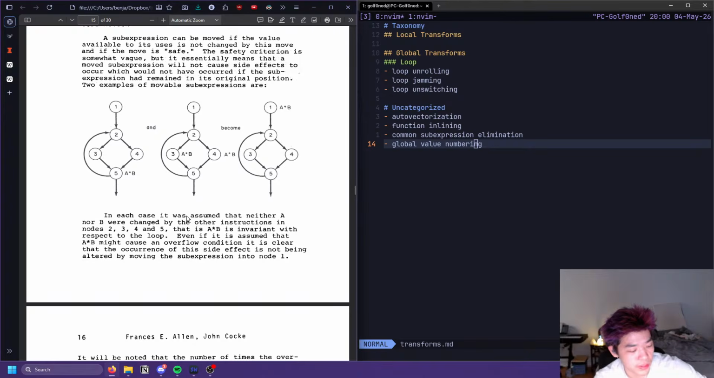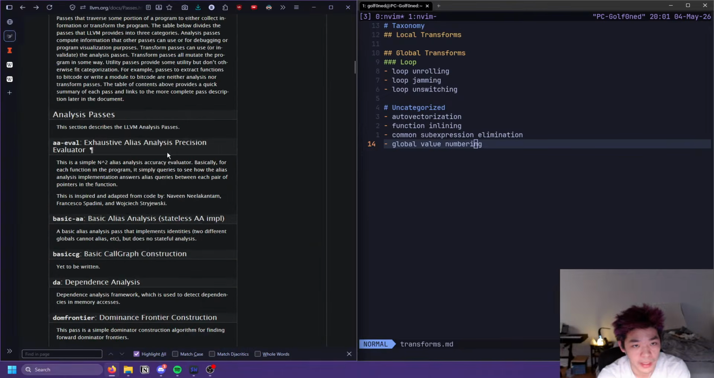Dominator trees are kind of the GOAT? Yes, they very much are. I think there's a couple of big analyses. We can look at what LLVM has.